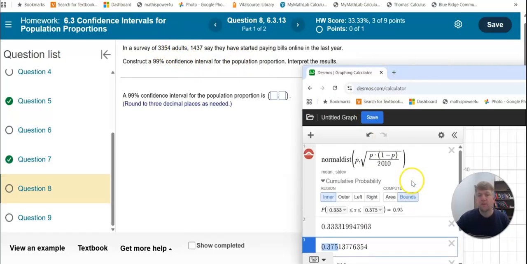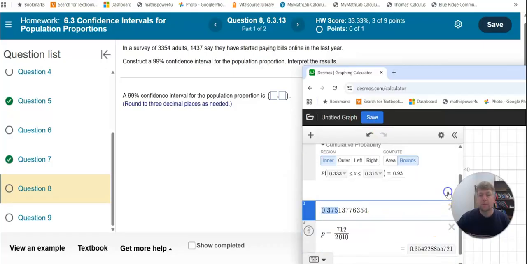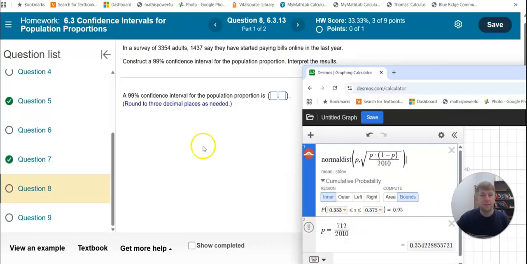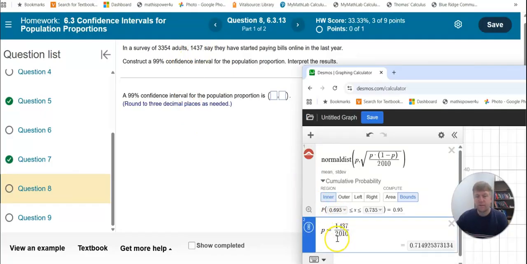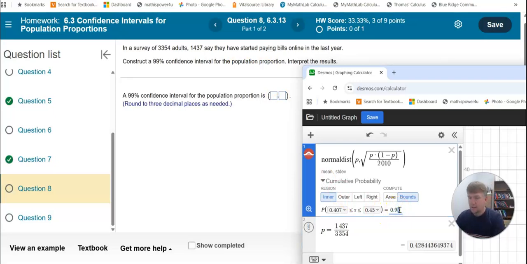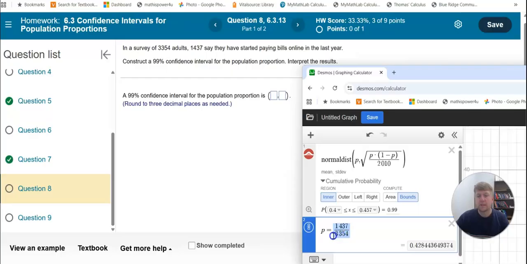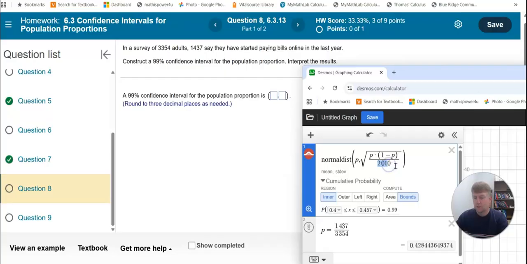So same thing as before. We need to know what p is, right? So that's going to be the 1437 on top of the 3354. So there's the value of p. All right, and we want a 99% confidence interval. So I'm going to change that to a 99. All right, and then since I've got it in that form, the only thing I have to always update is the sample size. So it's always this denominator. So I'm just going to replace that value.